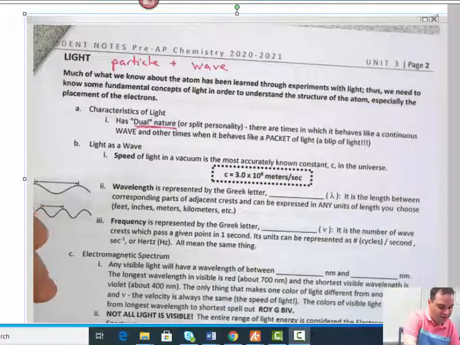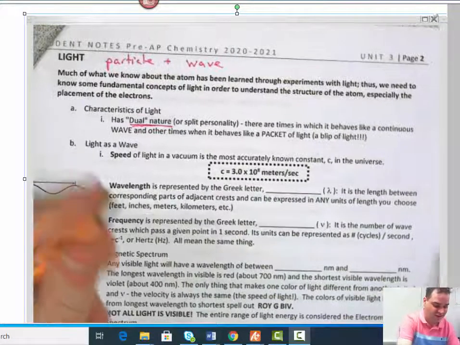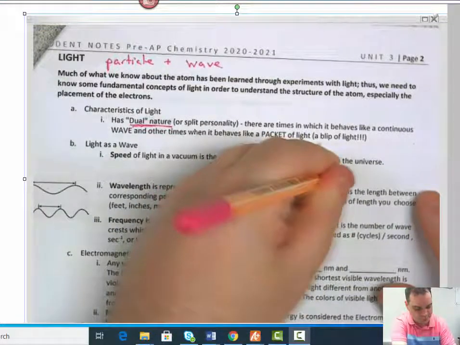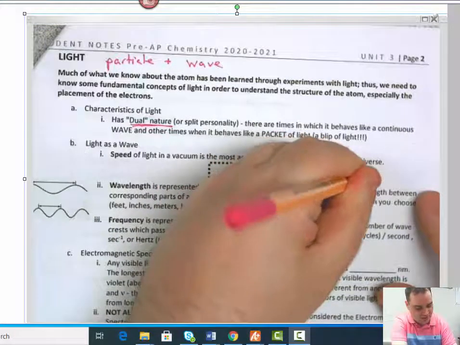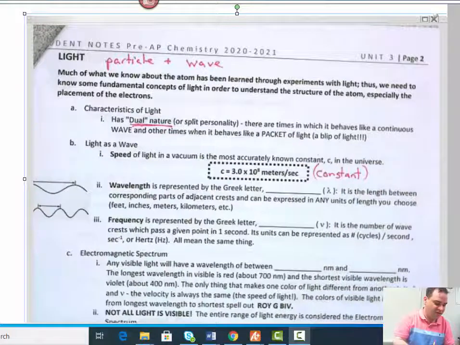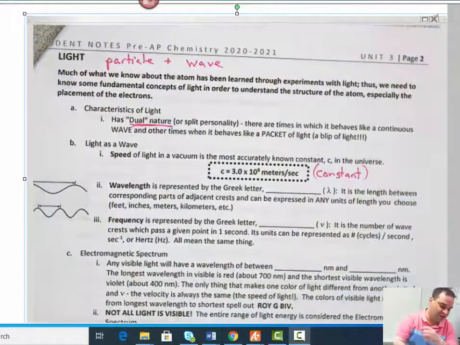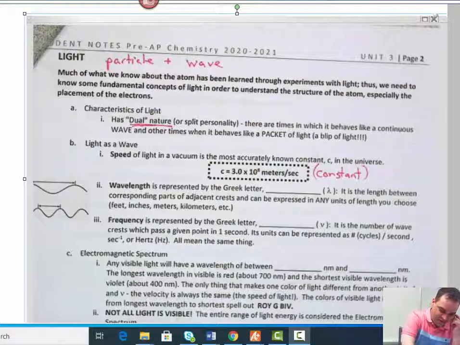The speed of light in a vacuum is 3.0 times 10 to the 8th meters per second. That does not change. This is a constant. You'll learn in physics eventually that the only way you change the speed of light is you change the medium it's passing through. That is the only way you can change the speed of light, because the speed of light changes if you're going through water as opposed to the air.